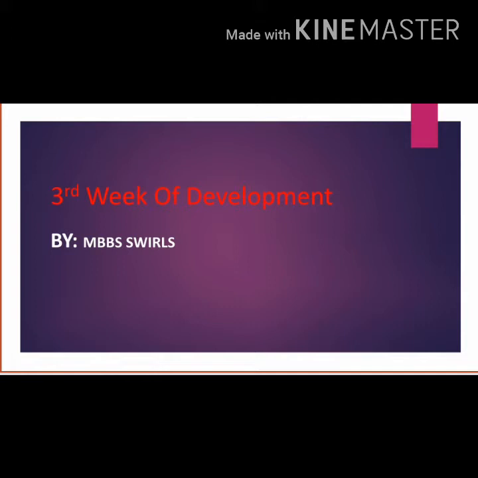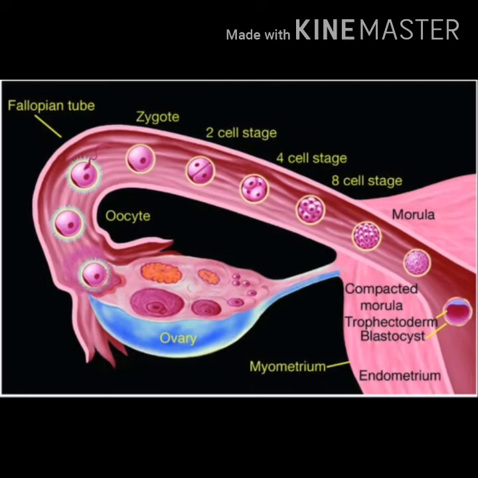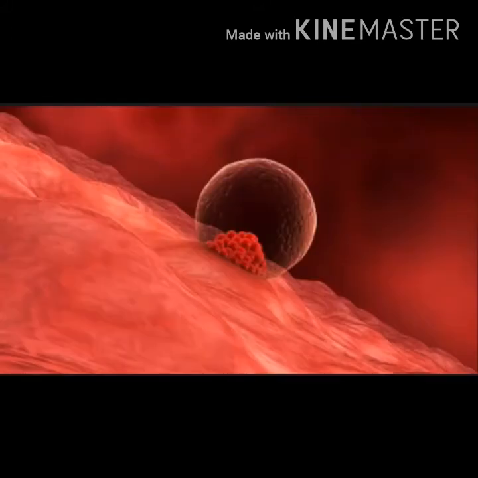We have talked about the development up to the second week. In the first week we have covered fertilization, cleavage and blastocyst formation. While in the second week we have discussed the implantation of the blastocyst, how the blastocyst is buried into the endometrium of the uterus, and as a result what tissue reactions occurred, and then we went into all the major events of the second week.